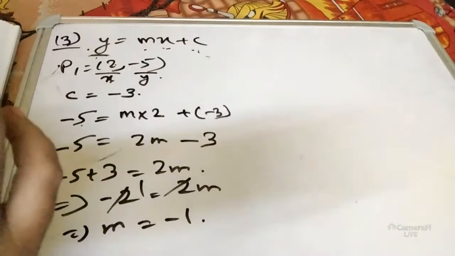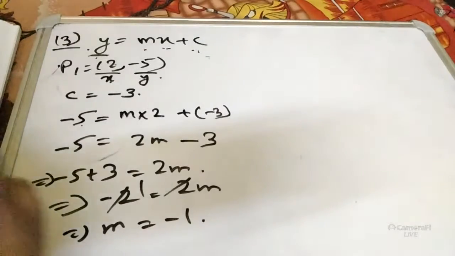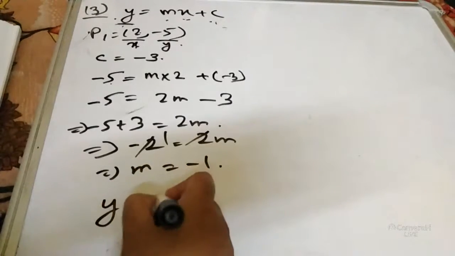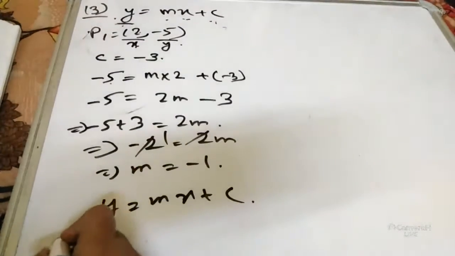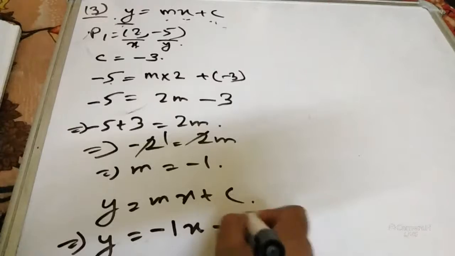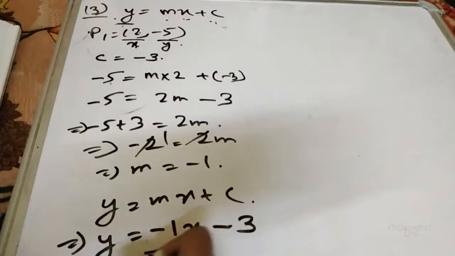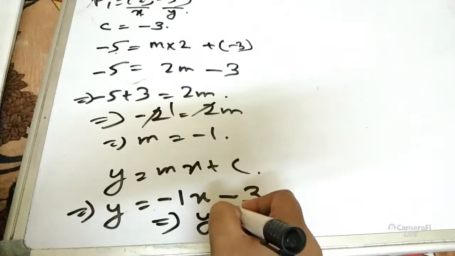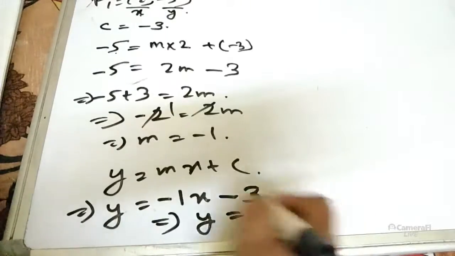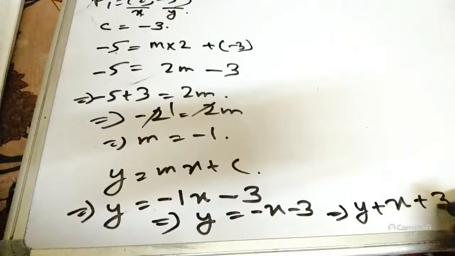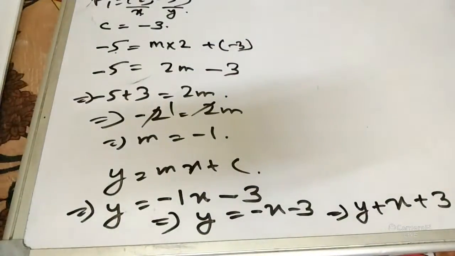Now the slope is -1, and c we know is -3. So we have to find the equation of the line. The general form of the equation is y equals mx plus c. If we put y equals -1x minus 3, that can be written as y equals -x minus 3, so y plus x plus 3 is equal to 0. So this is our equation of the given straight line.